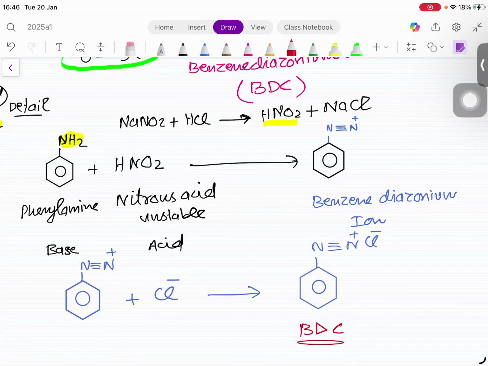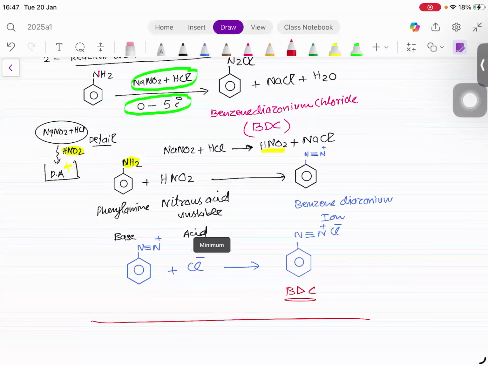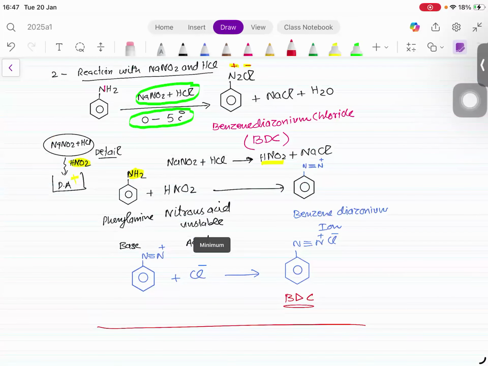Right. Okay. Now, next reaction. So this is phenylamine turns into BDC by the reaction of NaNO2 and HCl at 0 to 5 degrees, and BDC is what? You see, it's a benzene diazonium chloride. It's an organic salt. Okay. Now, next reaction. Number 3.